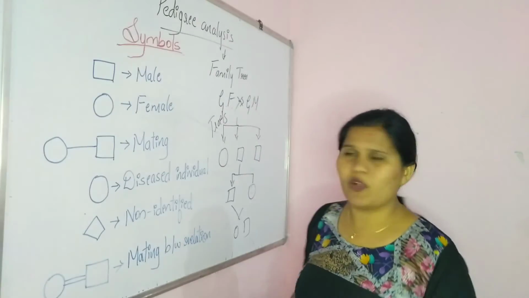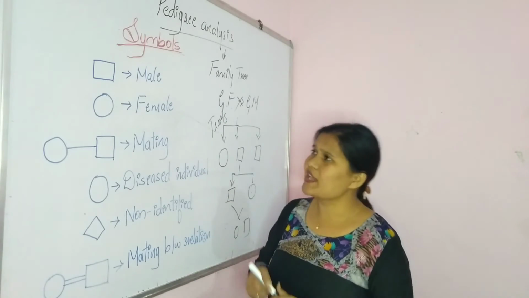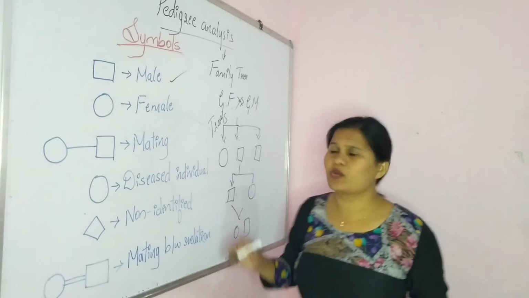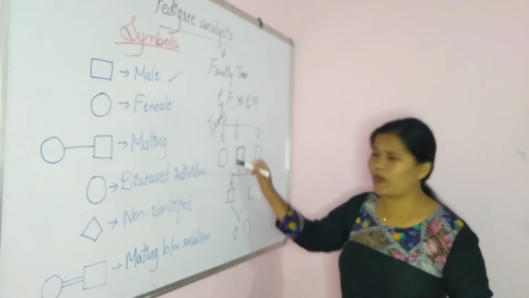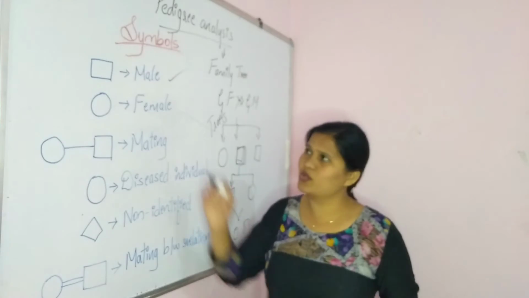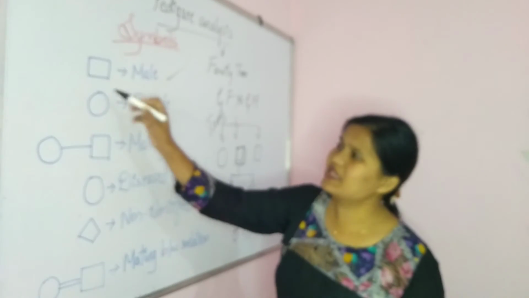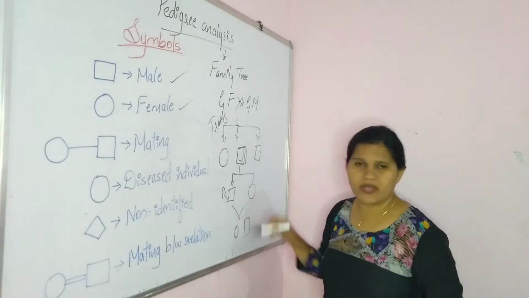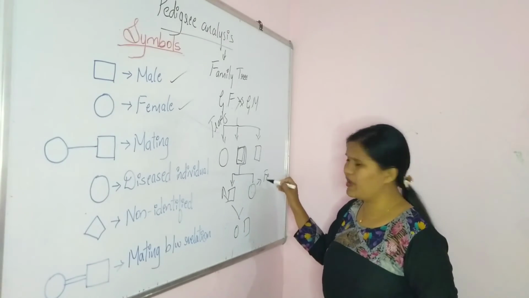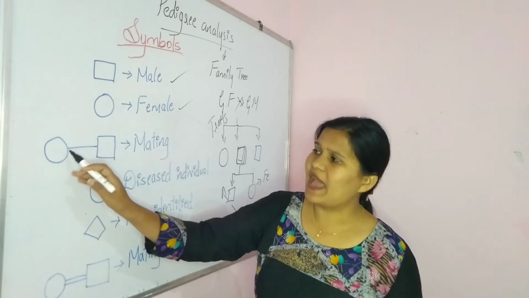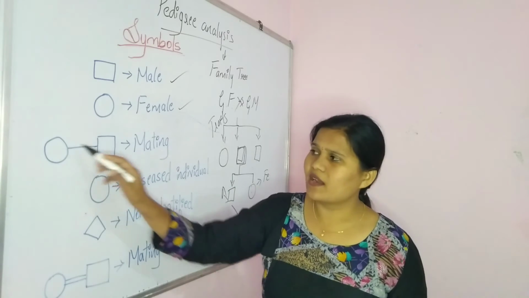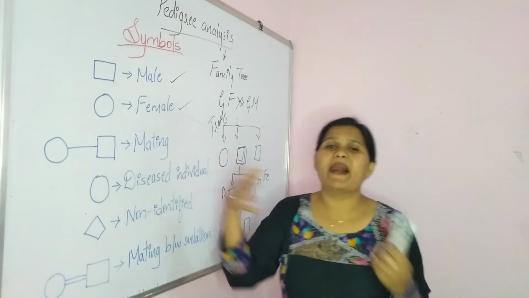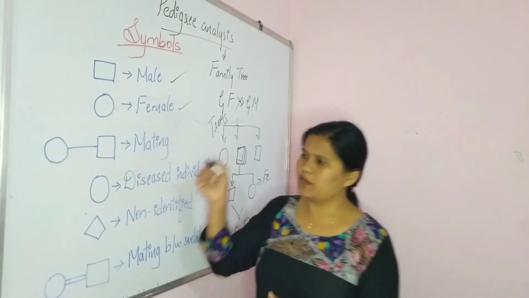Coming to the symbols here, what are the symbols? Can you see this square? It represents the male. So I drew a square here. The square is a male and the circle is the female. Good. And the line between the circle and square represents the mating, which means they are married and mating takes place between them.